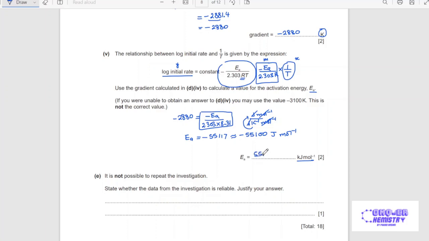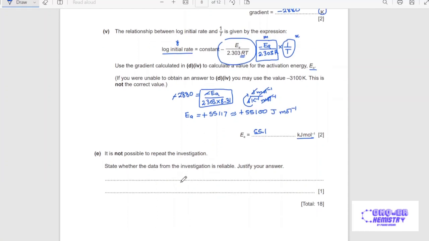55.1 kilojoules per mole. By the way, this negative sign shouldn't even be there. This is positive, right? These negative signs on both sides should cancel out. Activation energy is never negative. Silly me. Anyway, it says it is not possible to repeat the investigation. State whether the data from the investigation is reliable, right? Now, we cannot repeat an average. That's not an option. So we need to just judge based on what we have, whether the data is reliable.